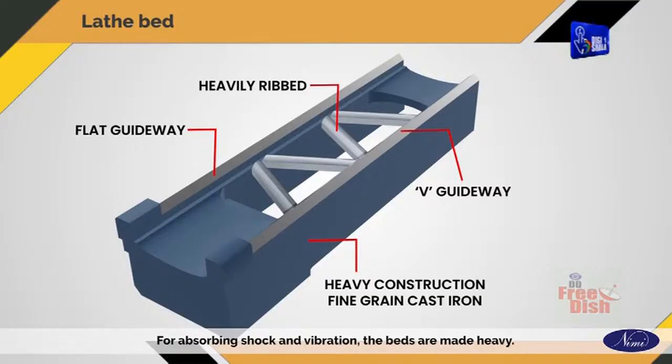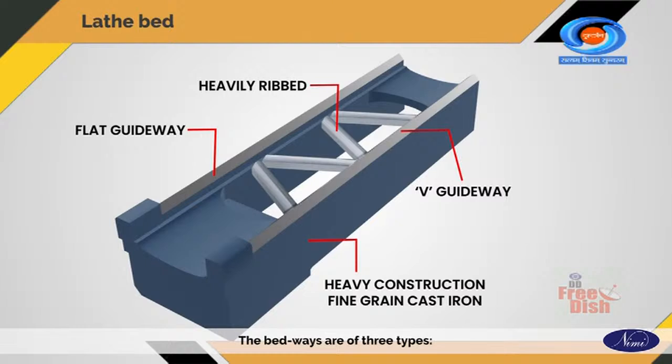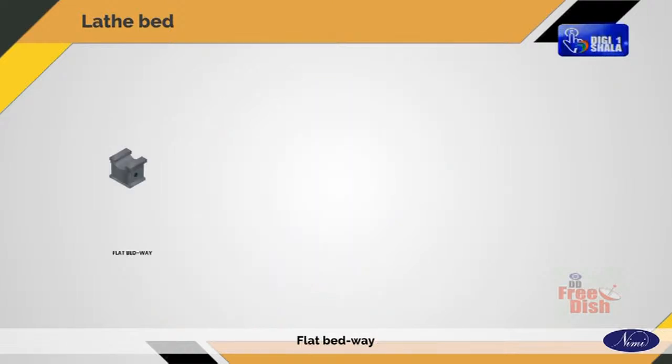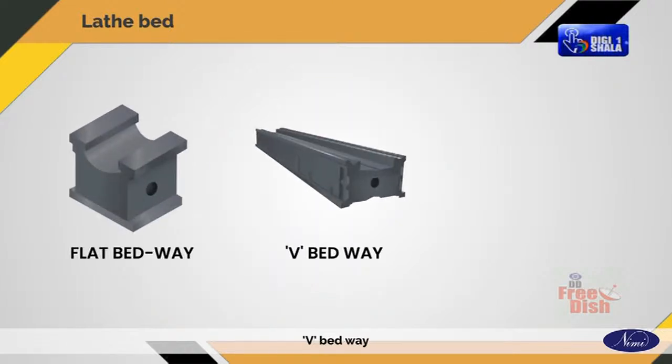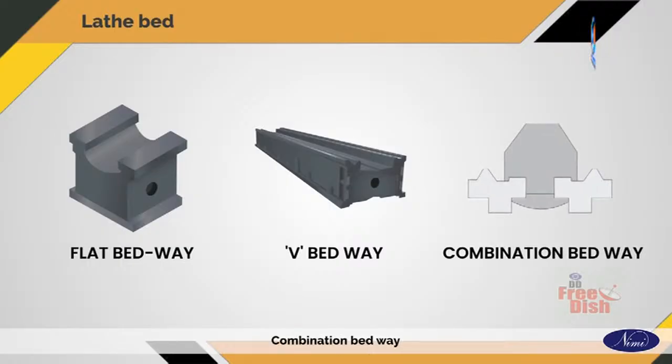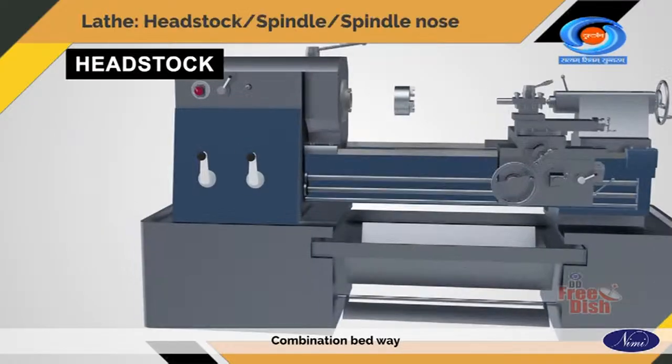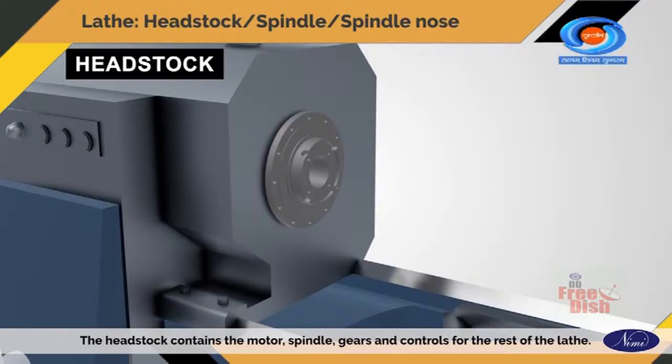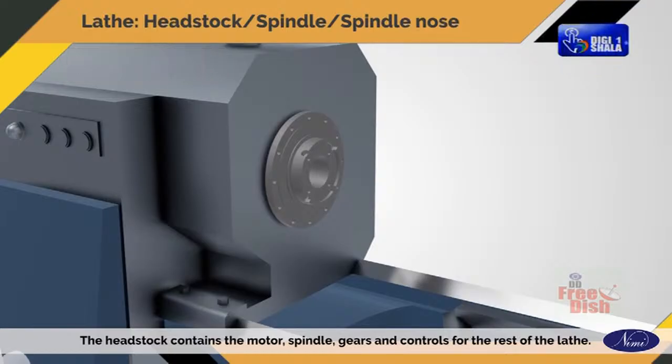For absorbing shock and vibration, the beds are made heavy. The bedways are of 3 types: flat bedway, V bedway, combination bedway. Headstock. The headstock contains the motor, spindle, gears and controls for the rest of the lathe.